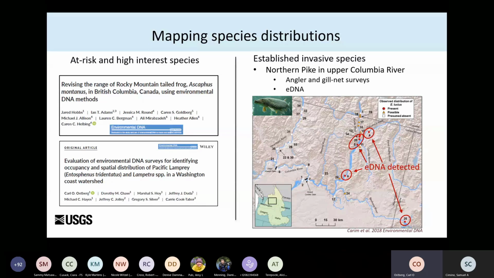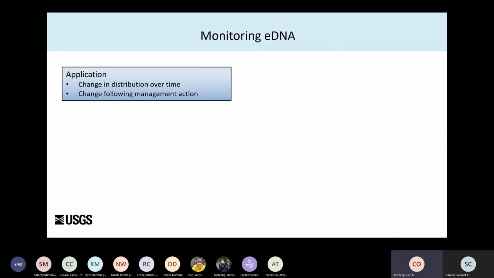So for cases of non-native species, for example those species that are really voracious, like northern pike, eDNA distribution maps could be used to inform resource managers where to prioritize suppression efforts, if that's a management strategy. eDNA has great application for monitoring change in species distribution over time, changes due to a management action like barrier removal or habitat improvements or eradication efforts.